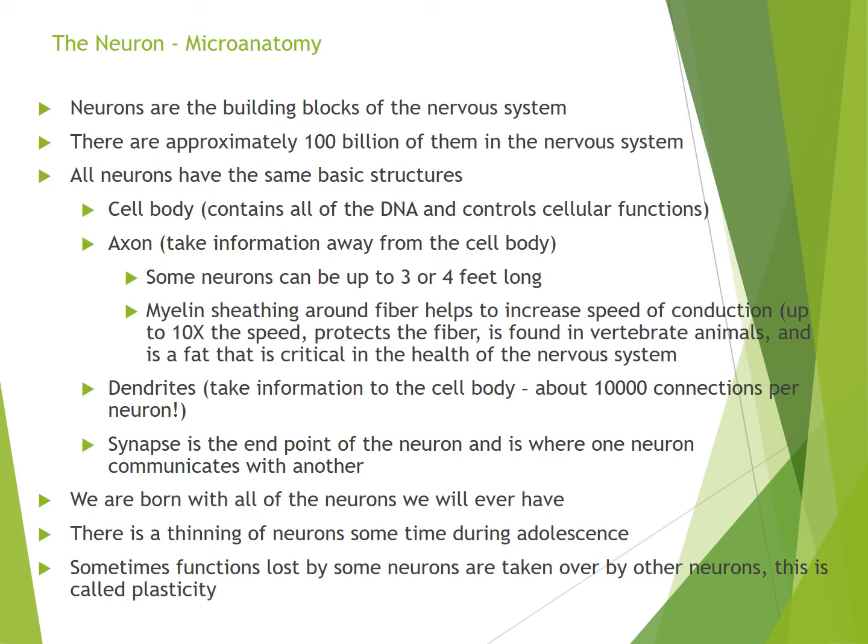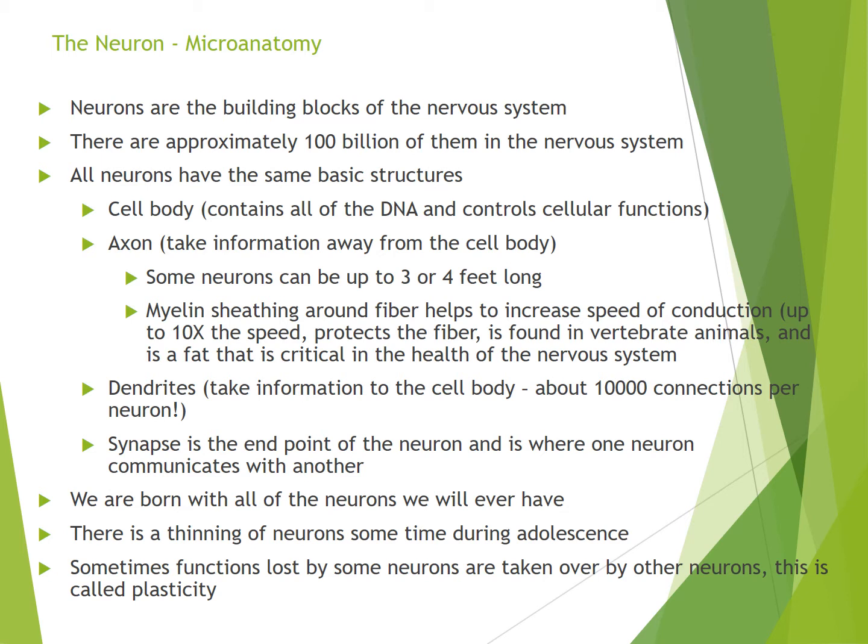The microanatomy of the neuron is pretty basic. All 100 billion of them have three parts: the cell body, which contains the DNA and controls cellular functions; the axon, which takes information away from the cell body, and they can be pretty long, especially motor axons, 2 to 3 feet long. And of course, they're surrounded by a myelin sheath of fat that actually can increase the speed of conduction. Dendrites, on the other hand, are the third part, and they take information to cell bodies.